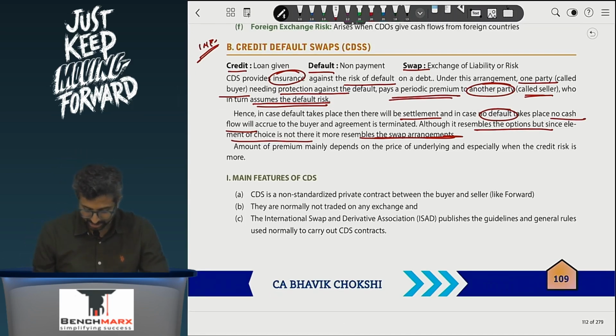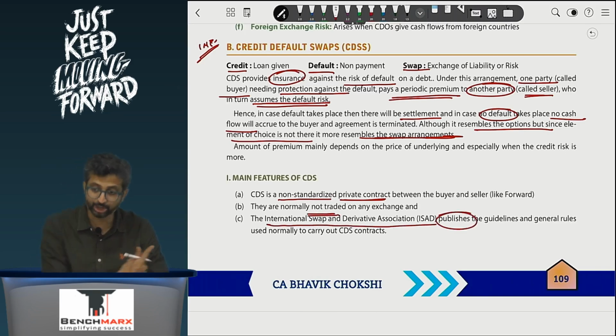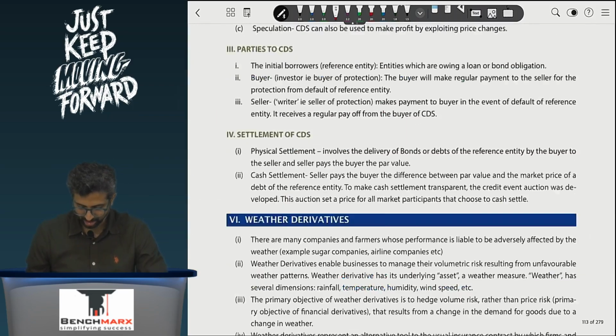Main features of a CDS. CDS is non-standardized. It's a private contract. It is not listed. They're normally not traded on any exchange. The International Swap and Derivatives Association publishes guidelines. ये MCQ में आया था, that who publishes guidelines for CDS? So International Swap and Derivatives Association. They had given options like FedI and all of this. So International Swaps and Derivatives Association.